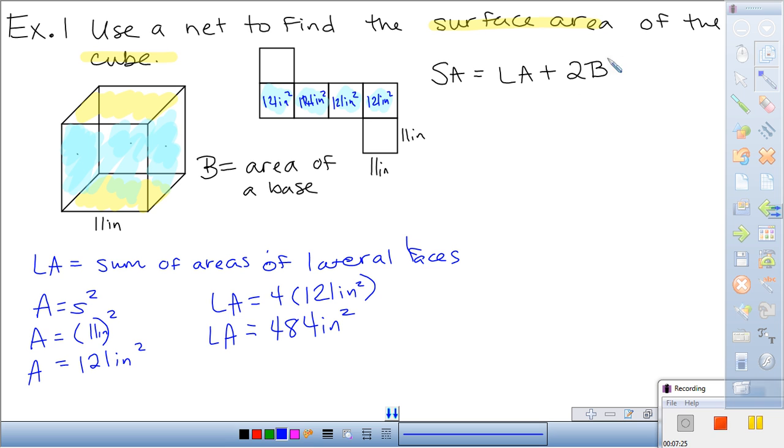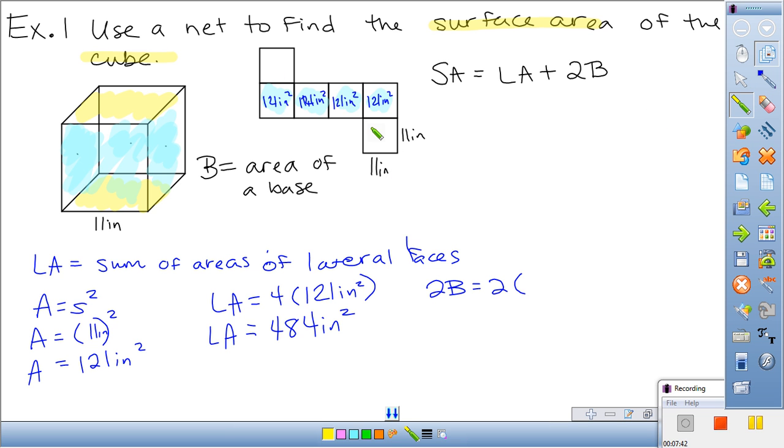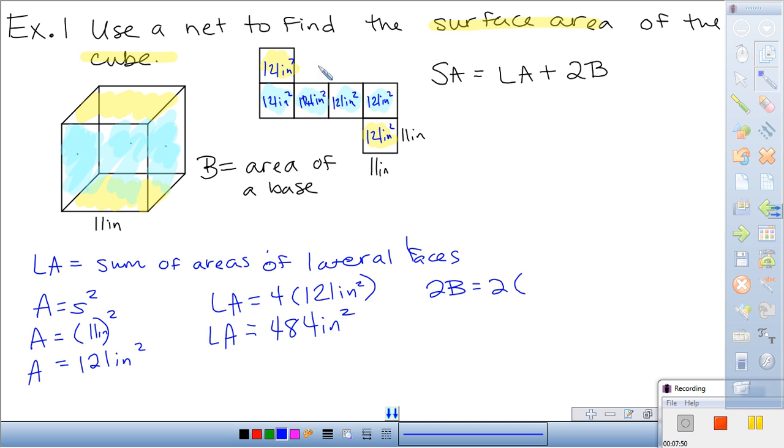Now I have to find the area of my 2 bases, and once I do that, I can add those together. So I can take 2 times the area of the base. Again, we know these 2 yellow squares here are our bases. And we know they have the exact same area as all of our lateral faces, since that's what's special about a cube. So I know those are both 121 inches squared, so 2 times 121 inches squared. And that means that 2 times the area of the base is 242 inches squared.